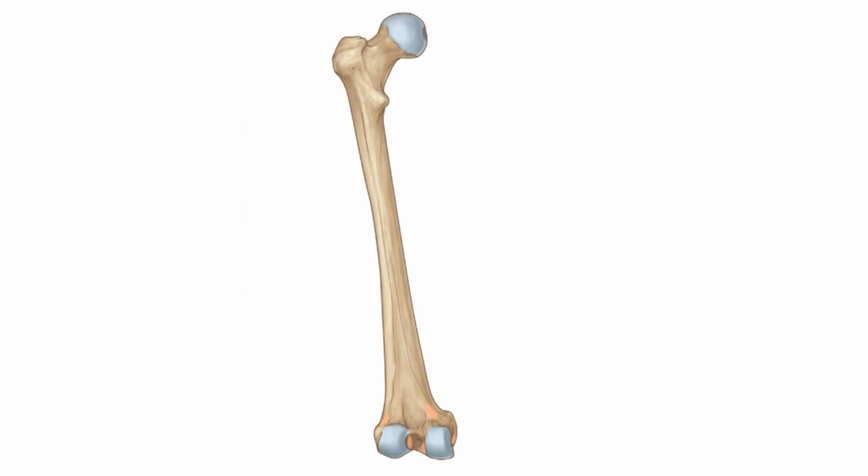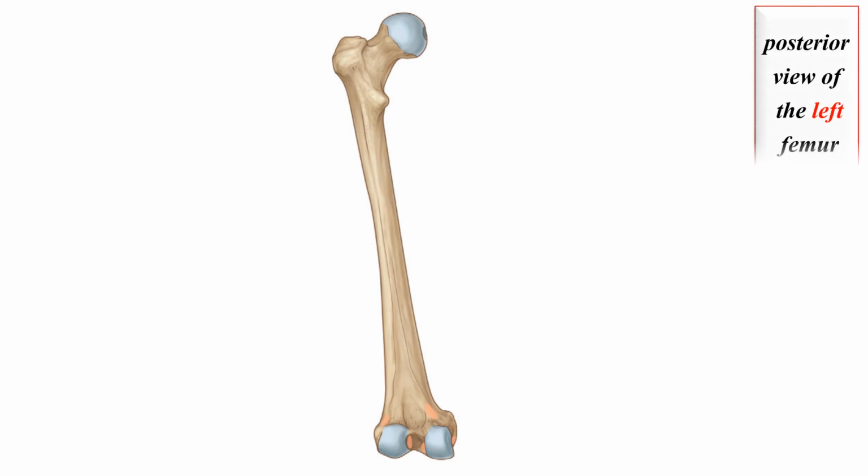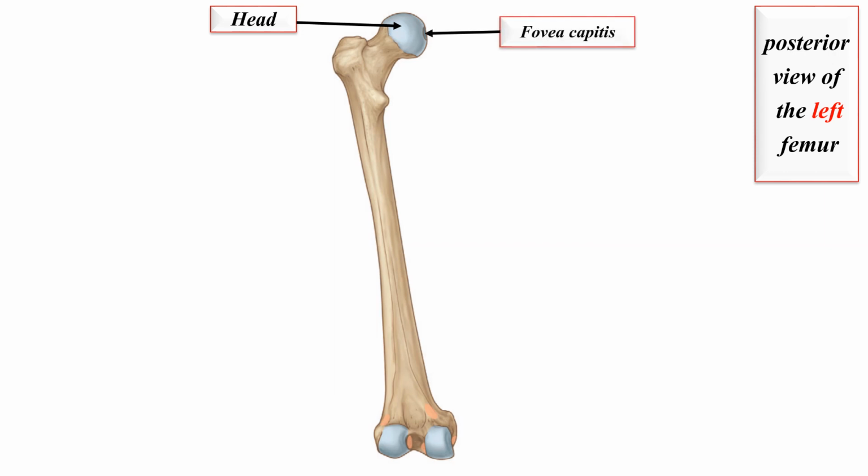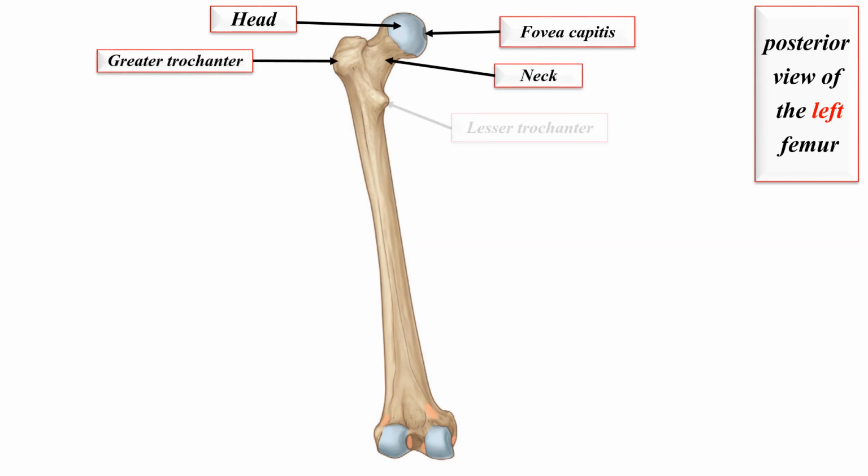Now let us talk about the posterior feature of the femur. This is the posterior view of the left femur. This is the head of the femur. It is a rounded head. This is the fovea capitis, a depression in the medial side of the head. This is the neck of the femur, the greater trochanter and the lesser trochanter.